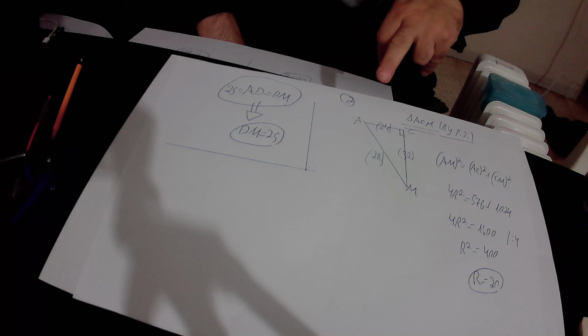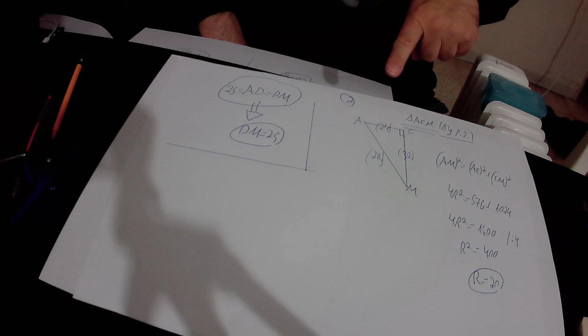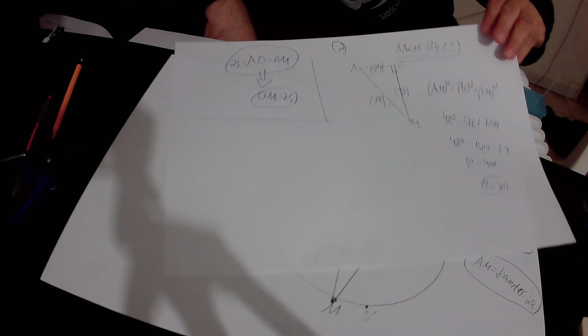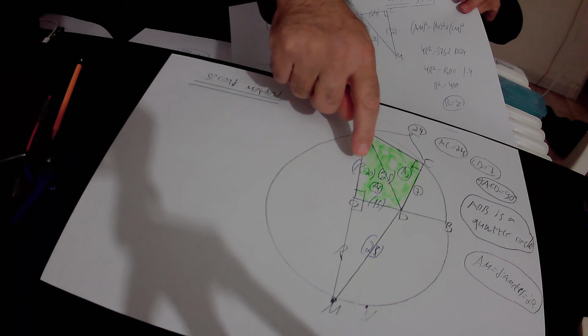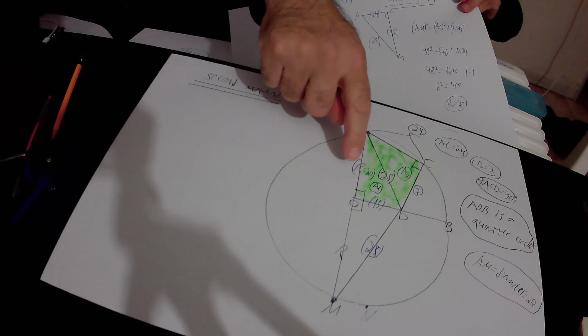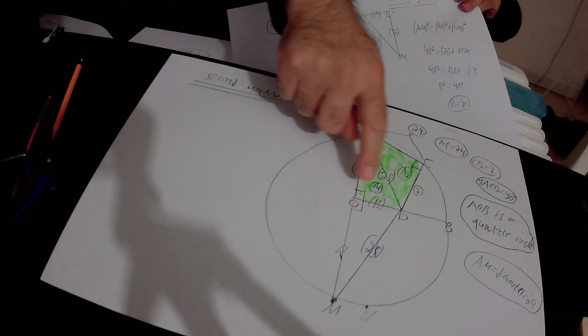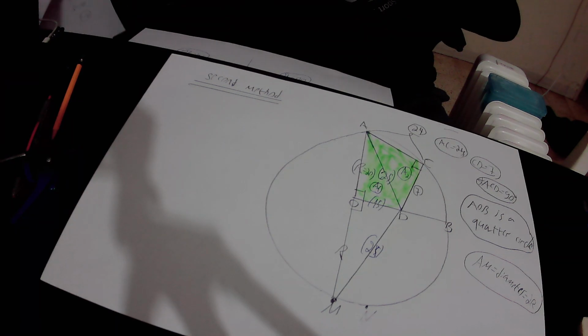We solve this simple equation, and we get that the hypotenuse AM equals 40 units, so R equals 20 units. Then we implemented the Pythagorean theorem on this right triangle. AO equals R, AD equals 25, therefore the missing side, according to the Pythagorean theorem, OD must be equal to 15 units.